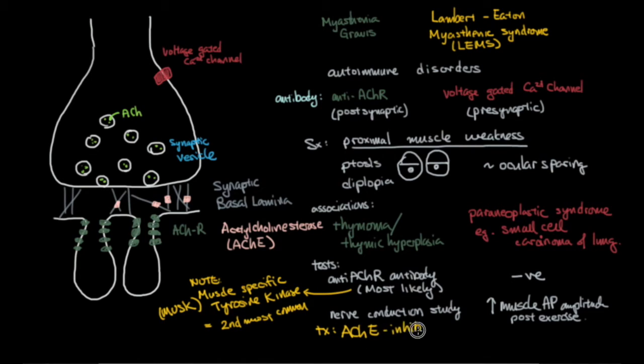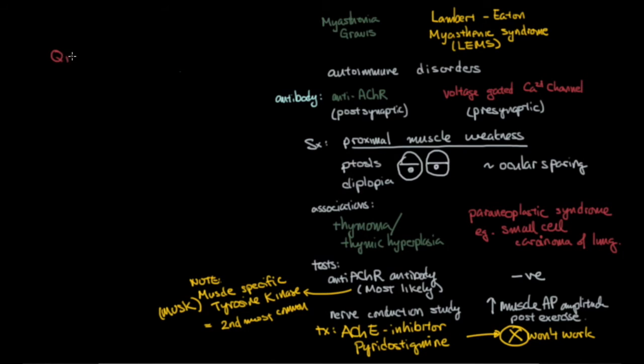The treatment of myasthenia gravis includes the use of acetylcholinesterase inhibitors, such as pyridostigmine. The rationale behind this is that by inhibiting the breakdown of acetylcholine, we can have a greater chance of the acetylcholine binding to the acetylcholine receptors and causing a muscle contraction. However, these treatments will not work well in Lambert-Eaton syndrome, as the problem in Lambert-Eaton syndrome has more to do with the release of acetylcholine from the nerve rather than the binding of acetylcholine to its receptor.